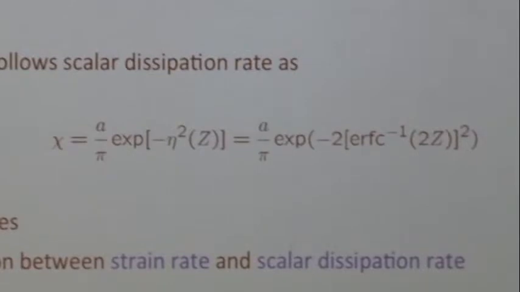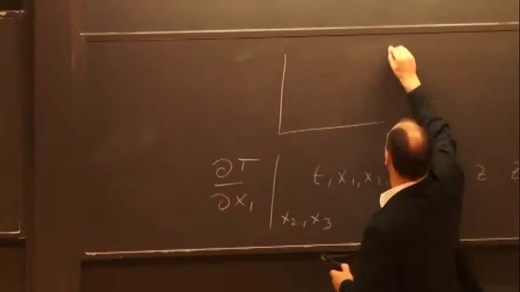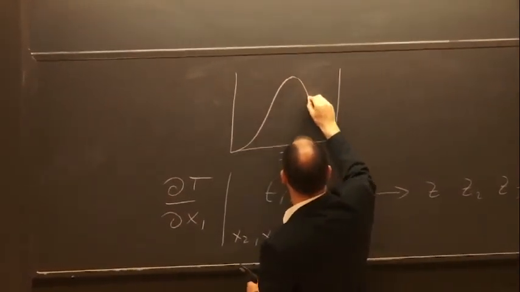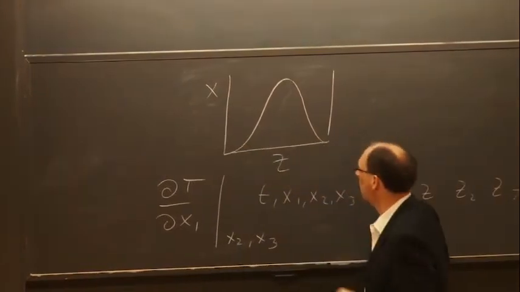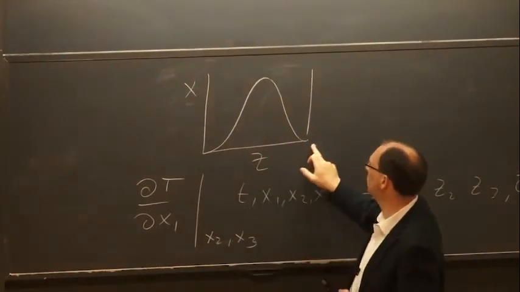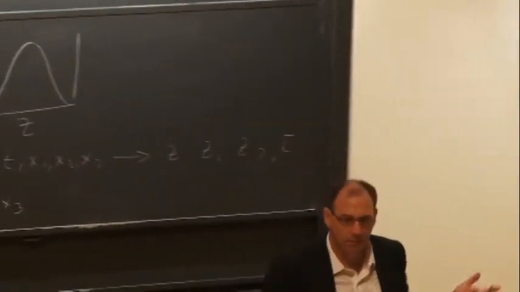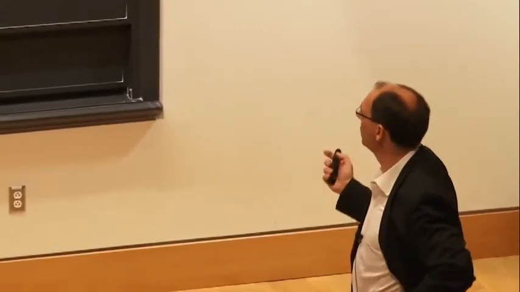Okay? And it's not shown here, but this is how it looks. If you plot this as a function of Z, then it kind of looks like this. It has to go to 0 for pure fuel and pure air, because once you're in the pure fuel, the gradients have to go to 0, and once you're in pure air, the gradients have to go to 0 there also.